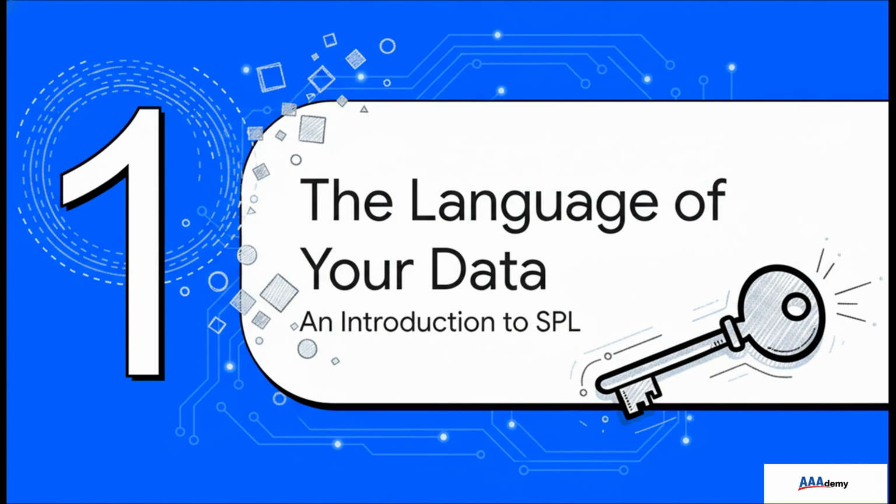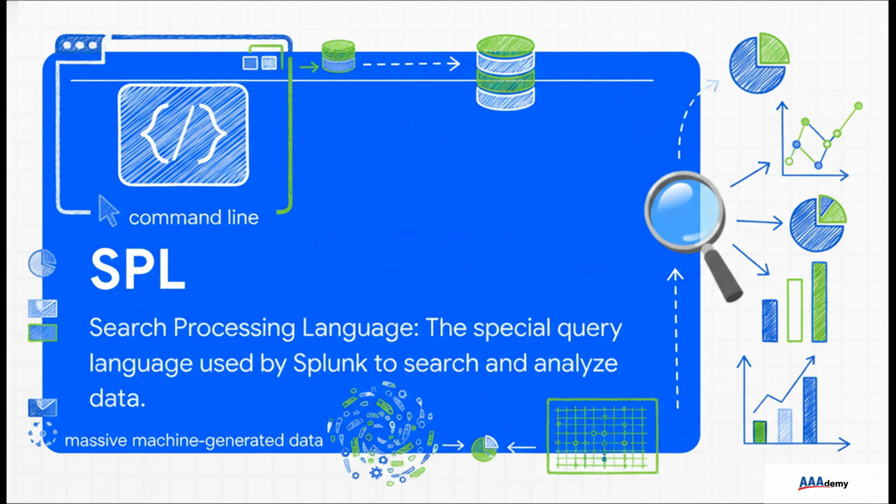Well, the answer is pretty simple, actually. You have to learn how to speak the language of your data. And in the world of Splunk, that language is SPL. It's the key to unlocking every single story hidden inside that mountain of information. So what exactly is SPL? It stands for Search Processing Language. The best way to think about it is like a superpowered command line just for your data. It's built from the ground up to let you search, analyze, and even visualize just massive amounts of machine-generated data. And when I say massive, I mean it.